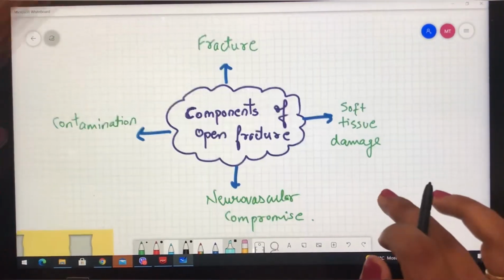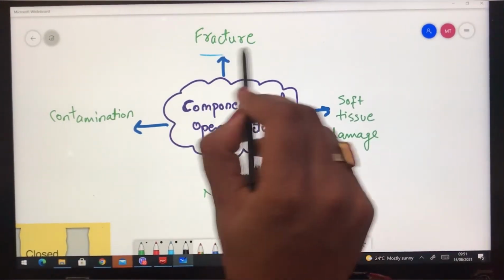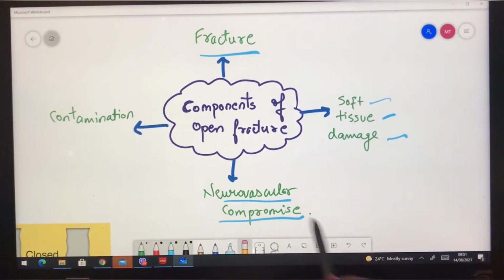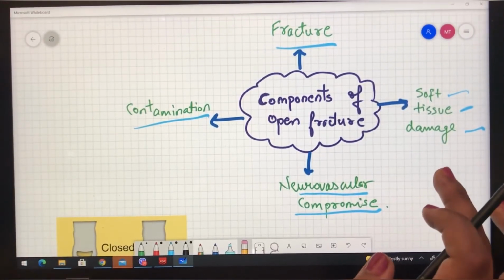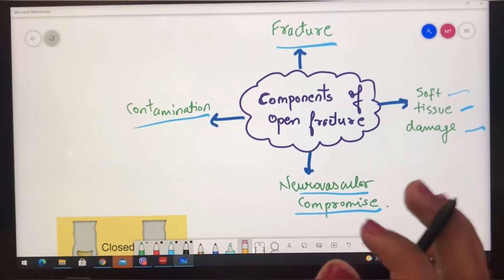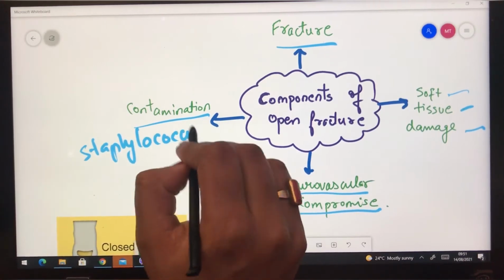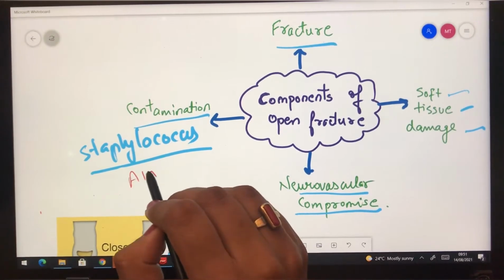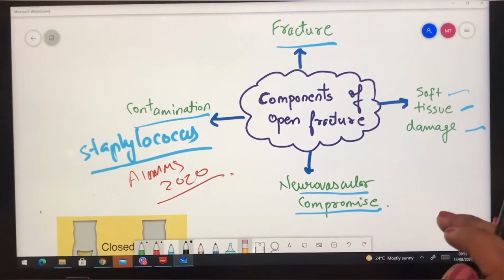So let's talk about the components of open fracture. What are the components of open fracture? The first is that there is a fracture. There is also soft tissue damage. There is a neurovascular compromise and contamination. If we talk about contamination, the most common microorganism is Staphylococcus aureus. And this Staphylococcus aureus was a recent AIIMS 2020 question, of previous year.